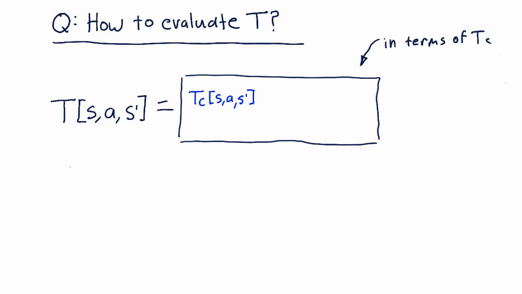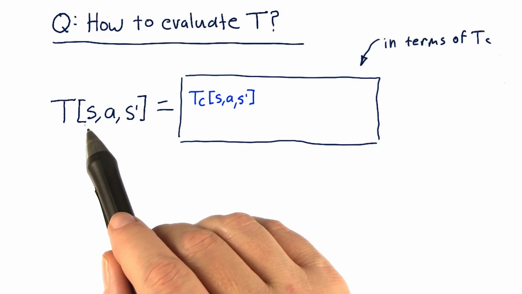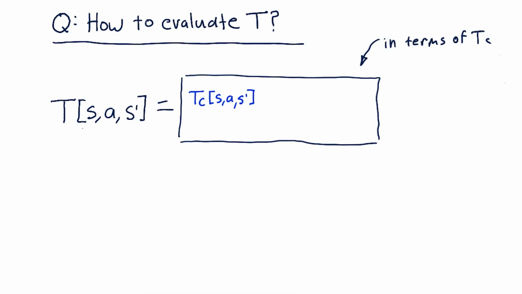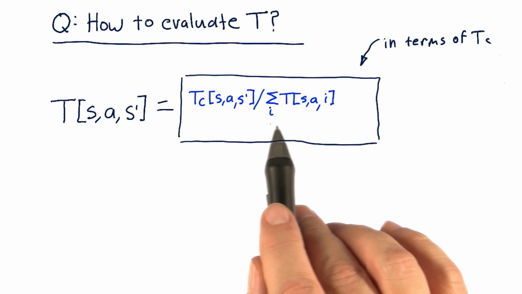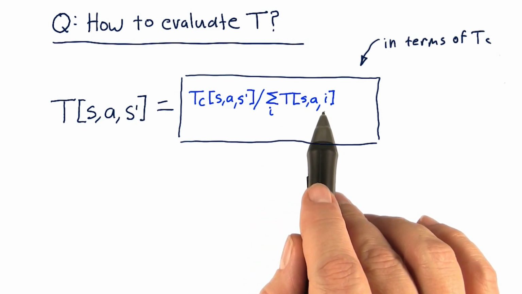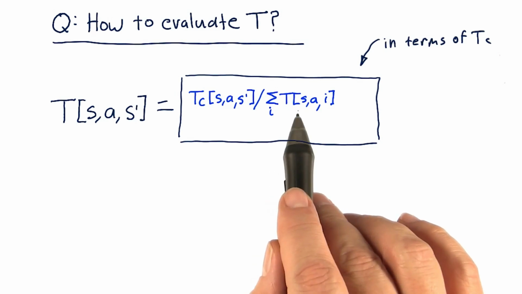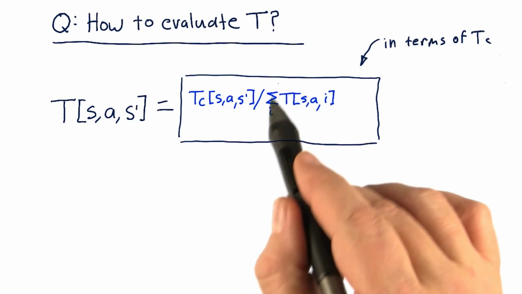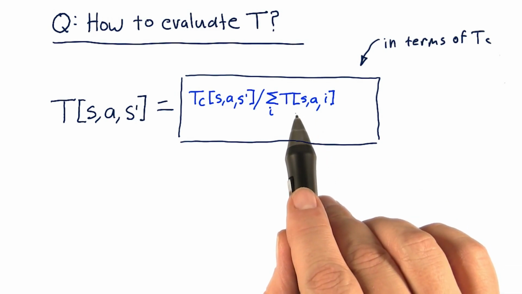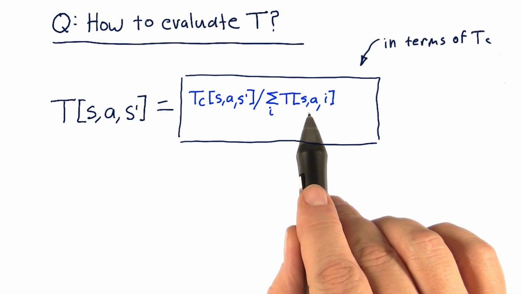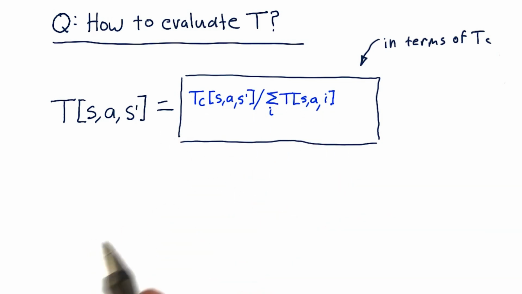Now we just need to divide it by the total number of times we were in state S and did action A. So essentially it's the sum over i, where i iterates over all the possible states, of T_C(S, A, i). This is the number of times in total that we were in state S and executed action A. And so this ratio ends up being the probability that we'll end up in S prime if we're in state S and take action A.